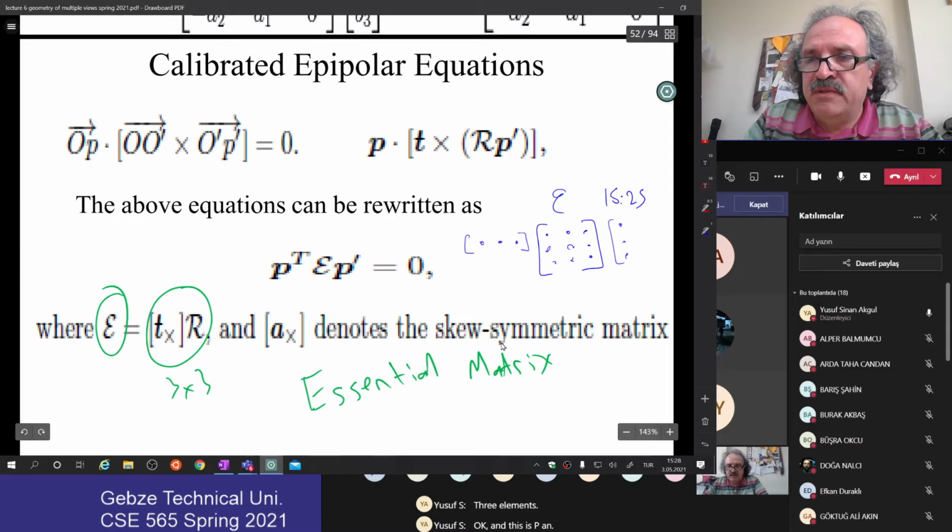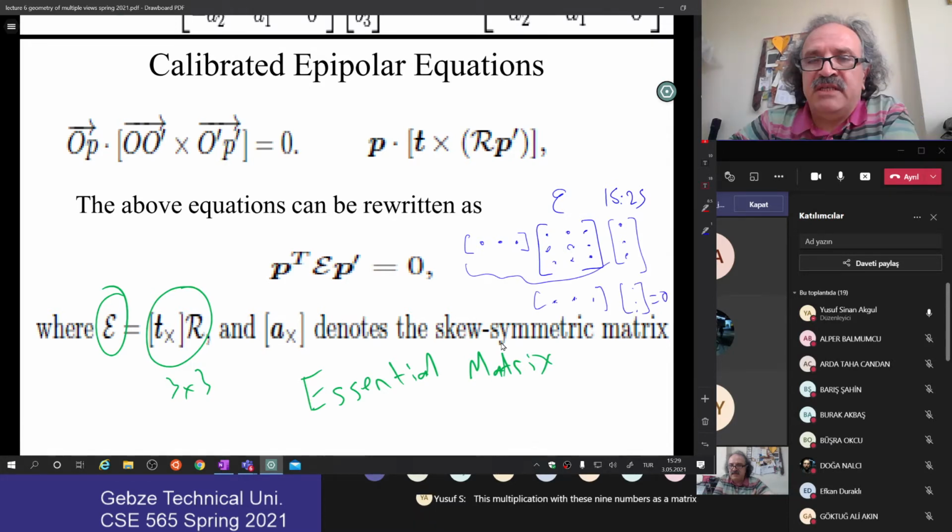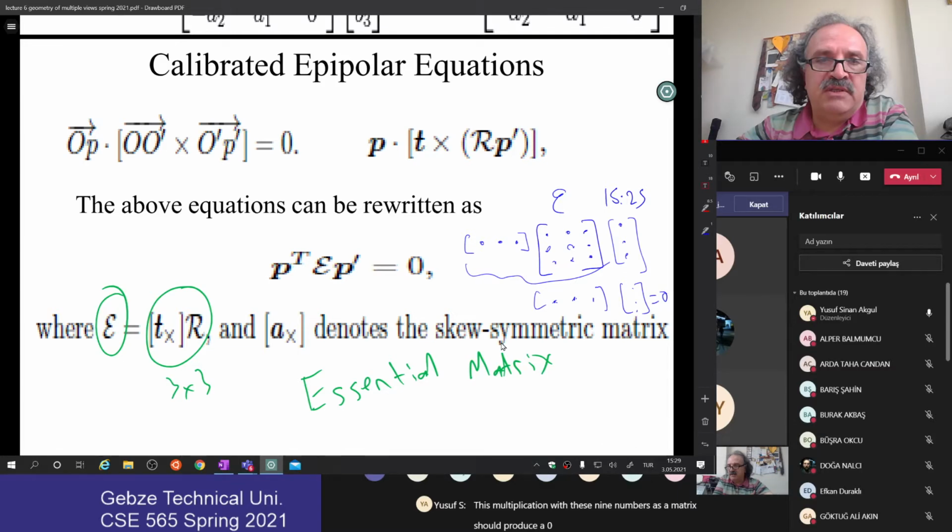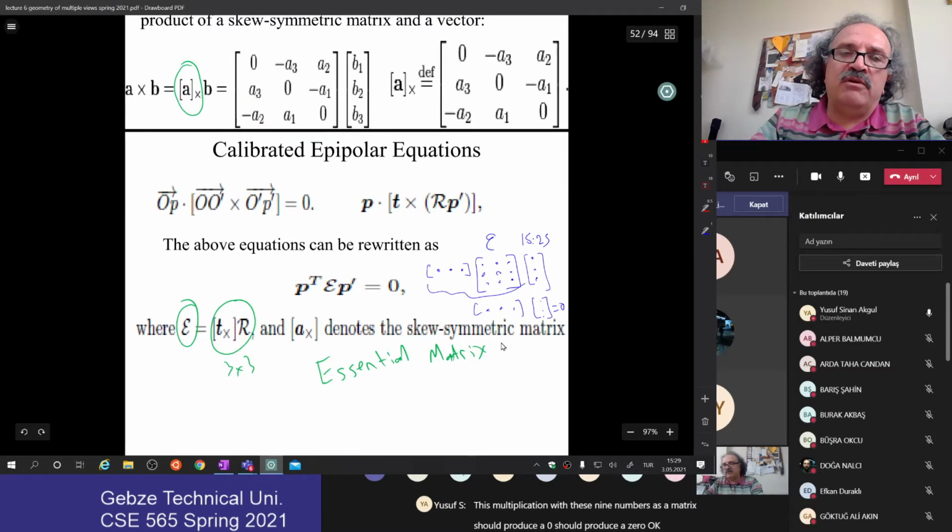Good. If I know that these 2 points correspond to each other, this multiplication with these 9 numbers as a matrix should produce a 0. And this is called the essential matrix. Remember the definition of the essential matrix, it is Tx times R. Tx means the skew-symmetric matrix of the translation vector between the two cameras. R is the rotation, of course. E is called the essential matrix.